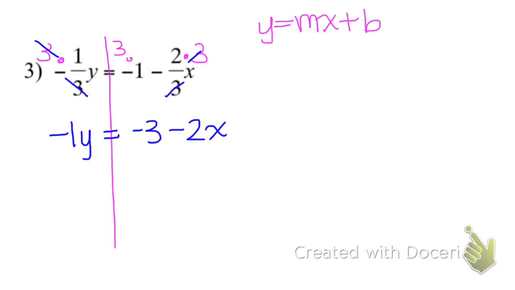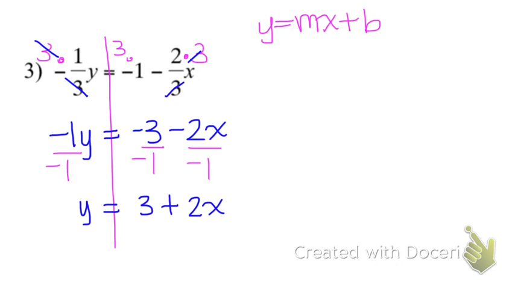Okay, now one thing I see is that I have a negative 1 multiplying by y. So to get rid of that, I can divide by negative 1 because I'm trying to isolate y here. Okay, when I do that, I get y equals 3 plus 2x. Now, I notice here that my equation doesn't look quite right because I need to have it in the form of y equals mx plus b, with the m and the x coming before the b term. So all I have to do is reorder this.